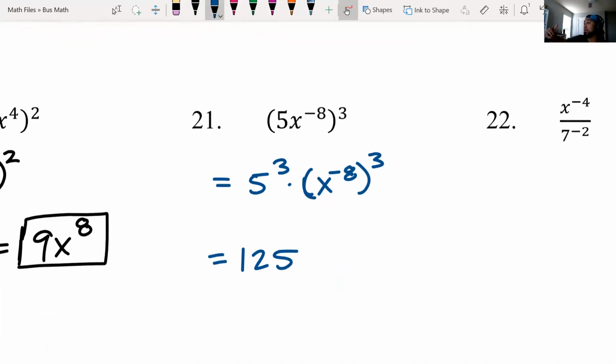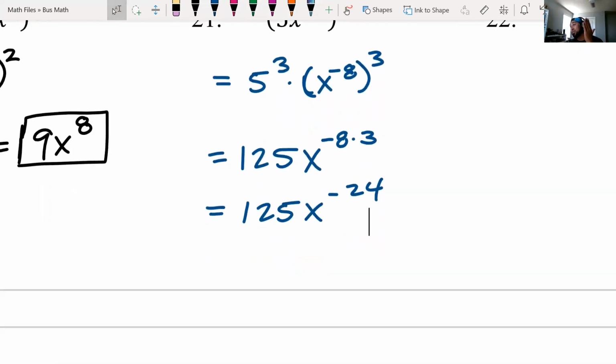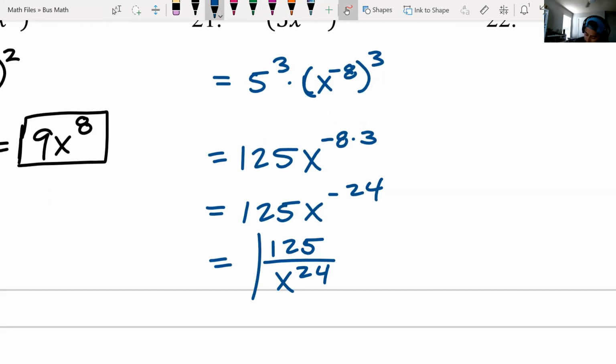And x to the negative 8 to the third, that's power to a power. So you will multiply your exponents. And you'll get 125 x to the negative 24th. And then by the negative exponent rule, we can rewrite this as a fraction. We can rewrite this as 125 over x to the 24th. There we go.